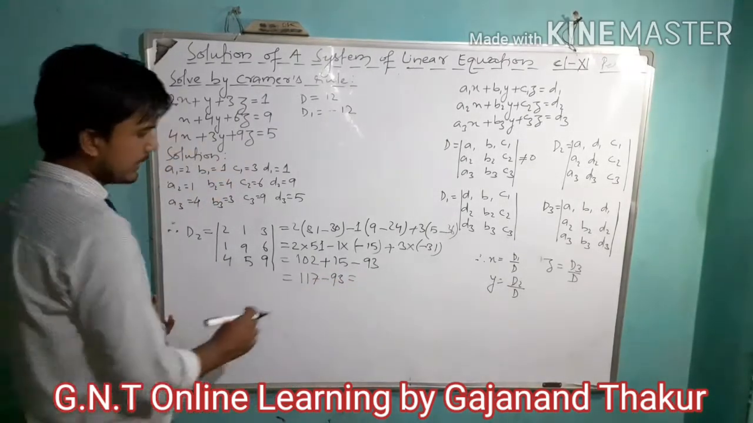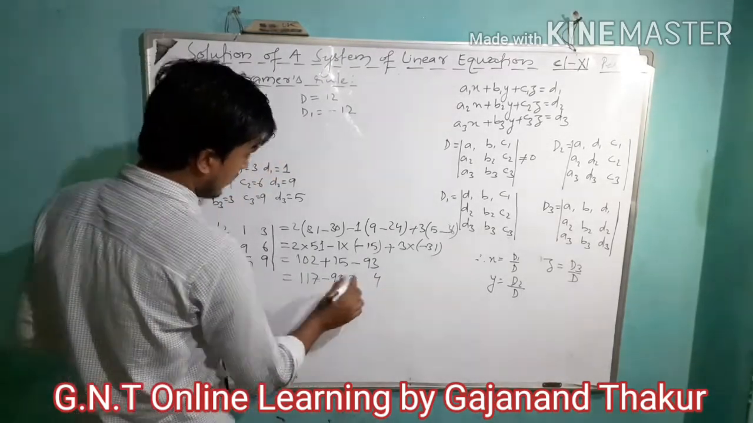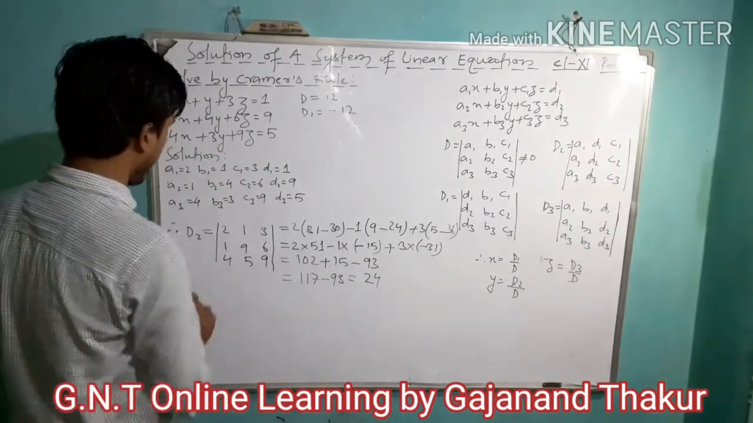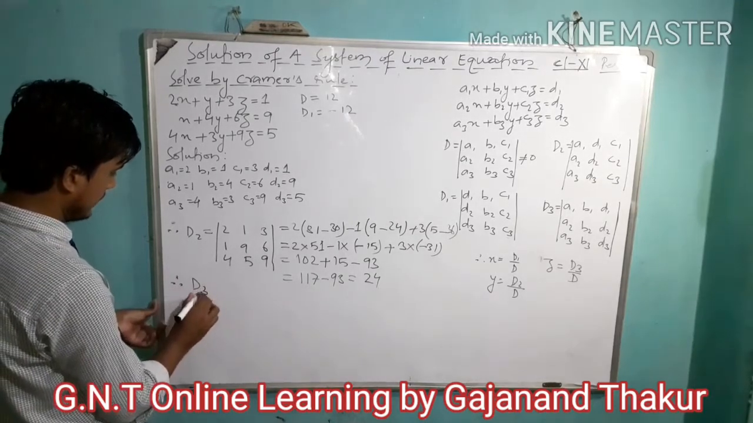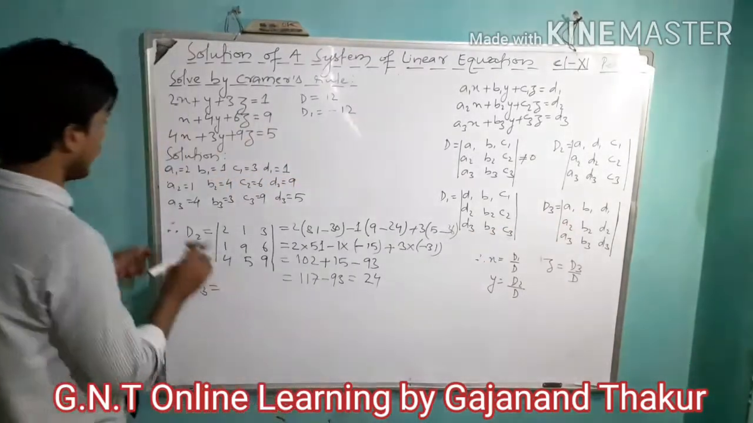Now if we subtract this, how much will we get? 7 minus 3 will give 4. 11 minus 9 will give 2, right? So we got here how much? 24, the D2 value. Now we'll find the value of D3, right? So when we find the value of D3, A1, A2, A3. So how much do we have got here?